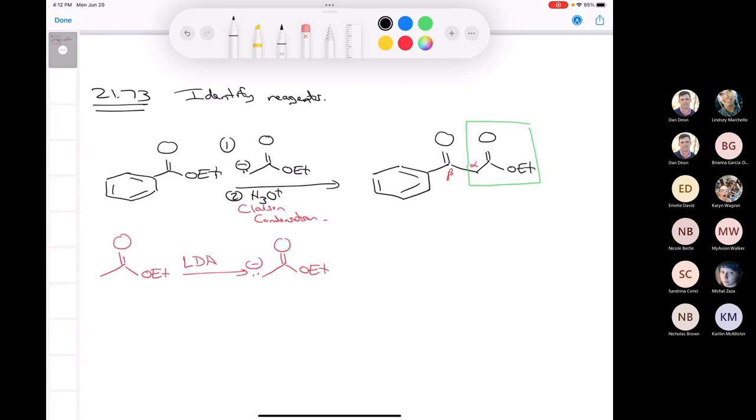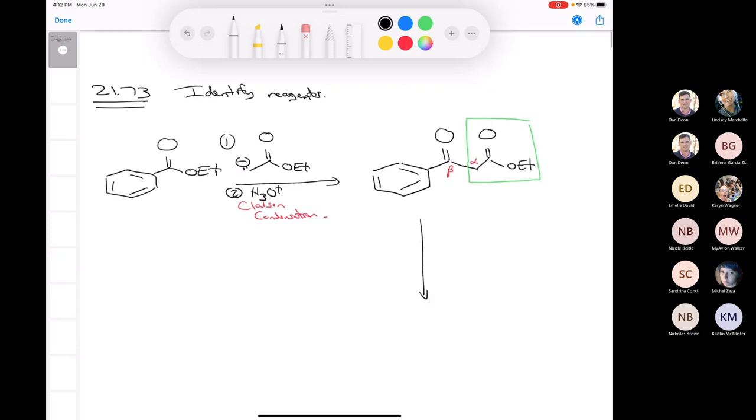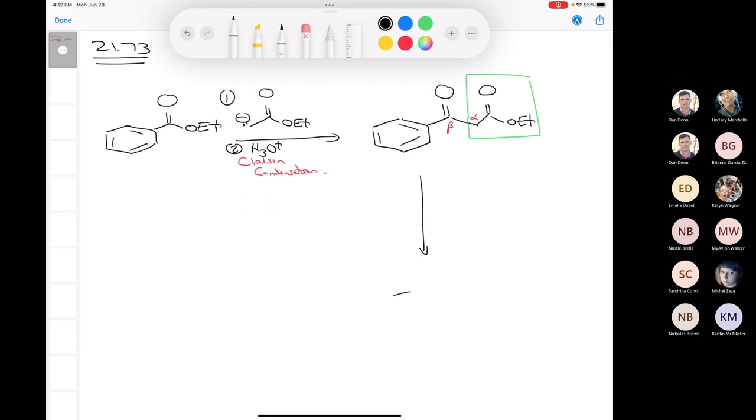Now the next step, and just bear with me here, I'm going to erase this part. We don't need that anymore. So I'll get rid of that. The next part is where we take this and we're going to make acetophenone. So we're going to take this molecule and we're just going to convert it into acetophenone. So let's draw the structure of acetophenone.